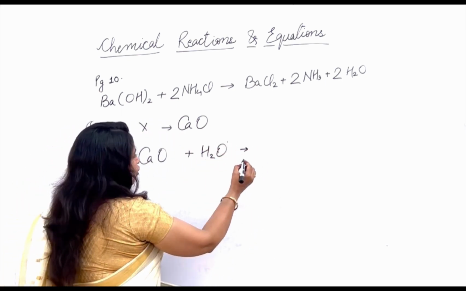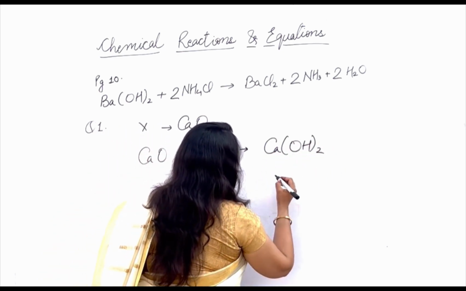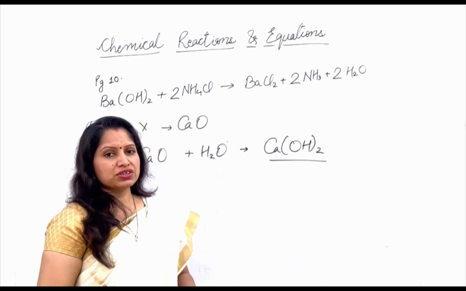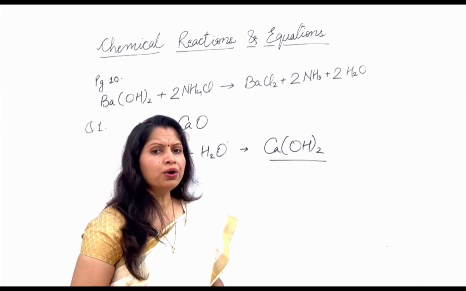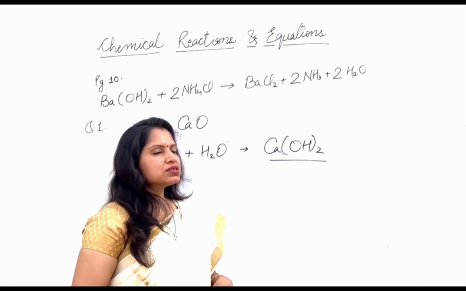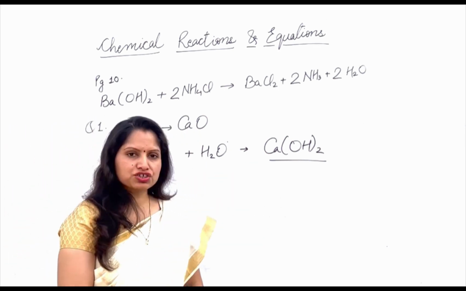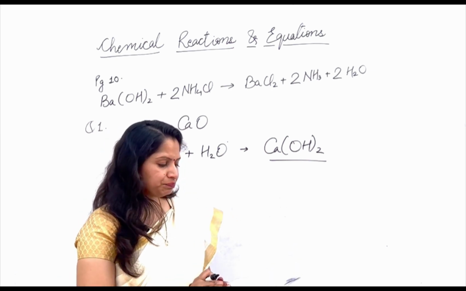So, that will be forming calcium hydroxide, Ca(OH)2, and the Ca(OH)2 is used for whitewashing. This calcium hydroxide is used for whitewashing of the houses. Okay, so that X is calcium oxide, and this is a reaction of calcium oxide reacting with water. I hope it's clear.